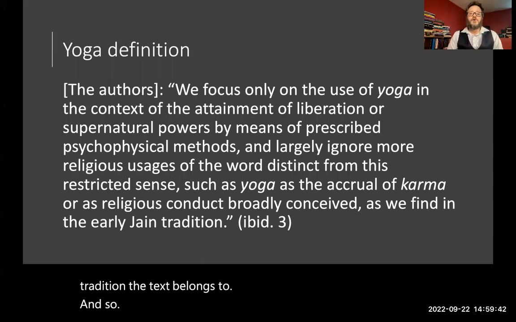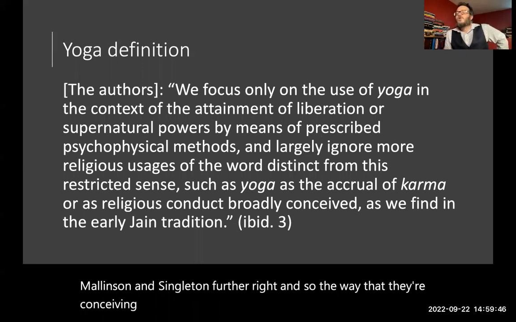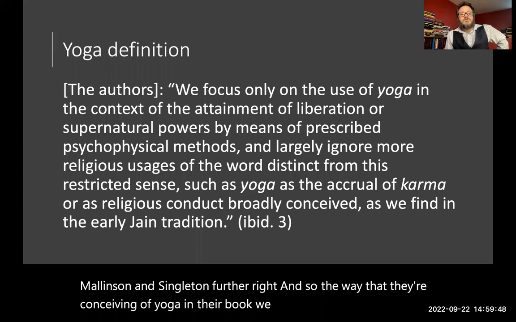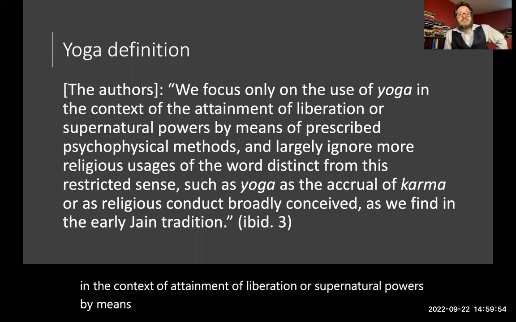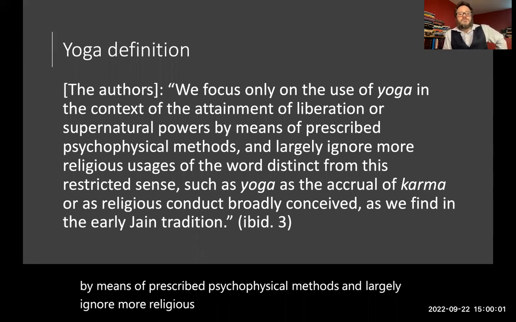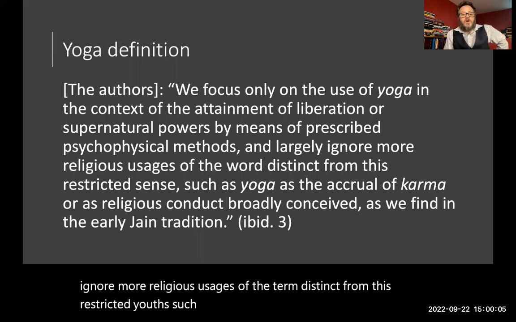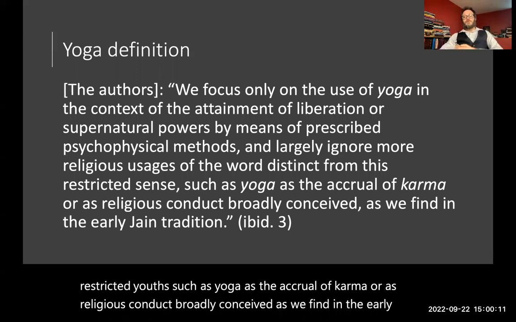Mallinson and Singleton further write, and so the way that they're conceiving of yoga in their book, "we focus only on the use of yoga in the context of attainment of liberation or supernatural powers by means of prescribed psychophysical methods, and largely ignore more religious usages of the term distinct from this restricted use, such as yoga as the accrual of karma, or as religious conduct broadly conceived, as we find in the early Jain tradition." So what are they saying here?